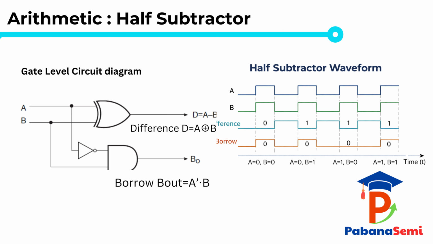On the right, the waveform confirms this behavior. As a and b change through all four combinations, the difference waveform follows XOR, and the borrow waveform goes high only in the a equals 0, b equals 1 interval. This matches the truth table and Boolean expressions exactly.